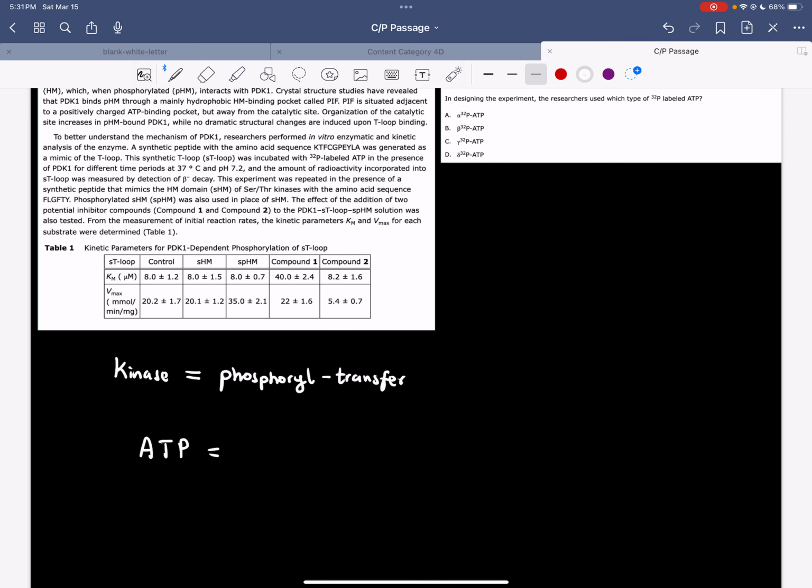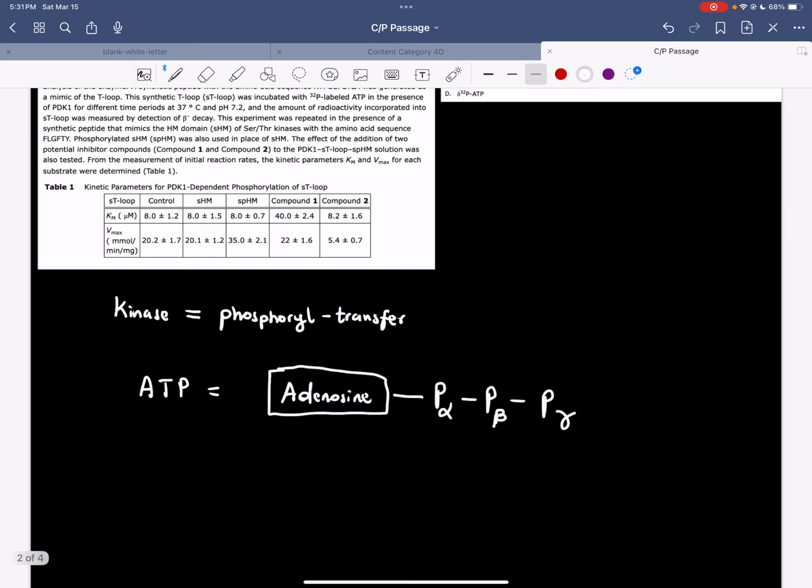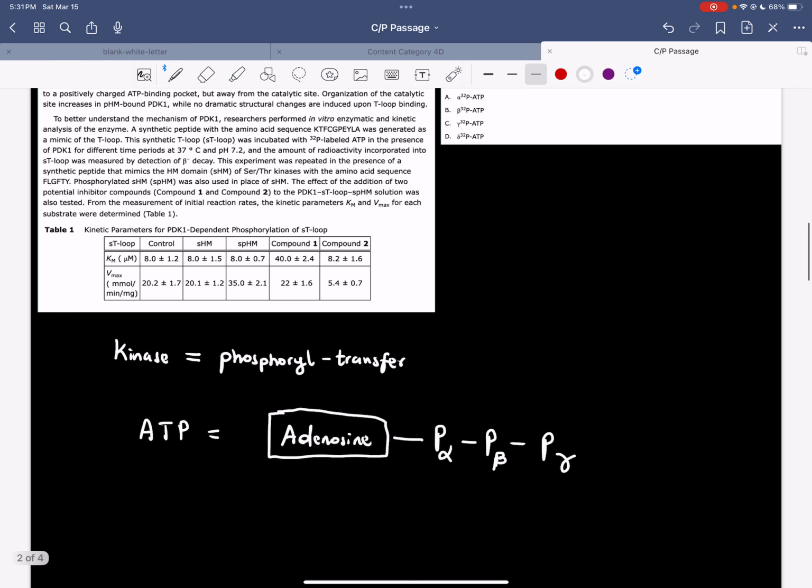Now it's like this. It has the adenosine nucleoside, which is then connected to 3 phosphoryl groups. We have the alpha, then we have the beta phosphoryl group, and then we have the gamma phosphoryl group. This is something that you need to know from your basic biochemistry. Now, when it comes to a phosphoryl transfer of a kinase reaction, phosphoryl transfer starts from the gamma, then before it goes to the beta and before it goes to the alpha.